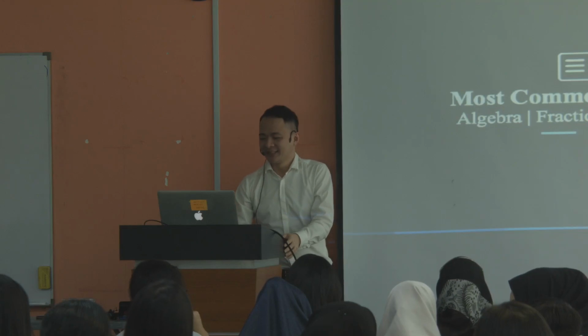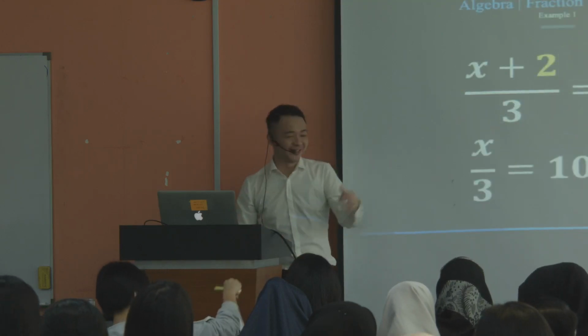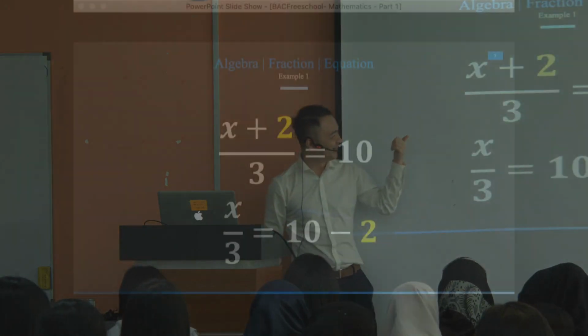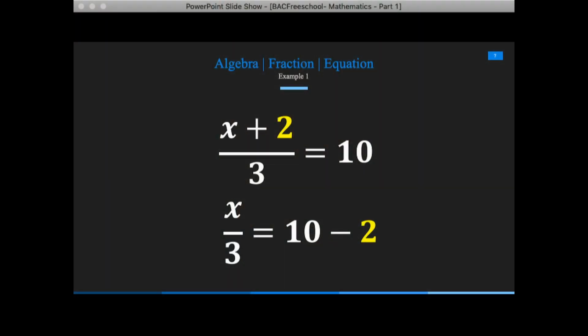Okay, come to the most common mistakes. First one: is it correct from this step to this step? Wrong. Why is it wrong? I move the 2 to the other side, it becomes -2.